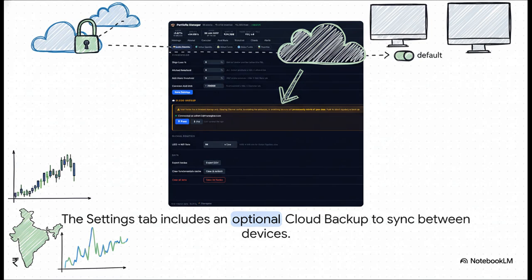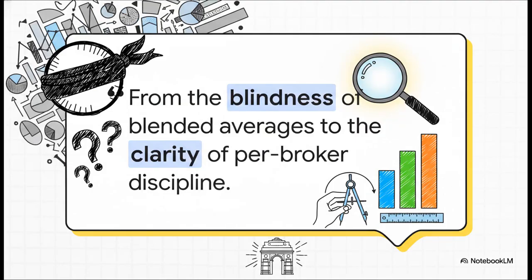Now, for convenience, if you want to sync your data between, say, your laptop and your desktop, there is an optional, secure cloud backup feature that you control. But the key word there is optional. The default is, and always will be, local first for maximum privacy. The bottom line is simple. You are always in control. It's your data, period.